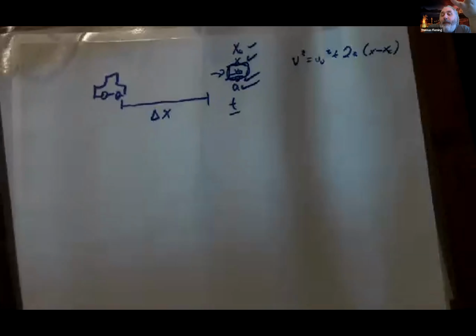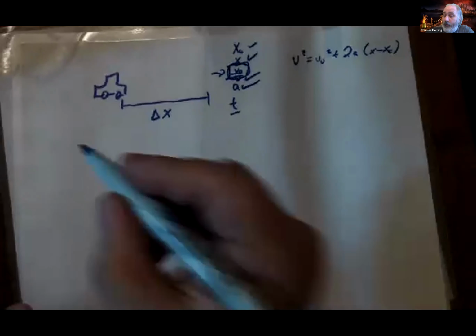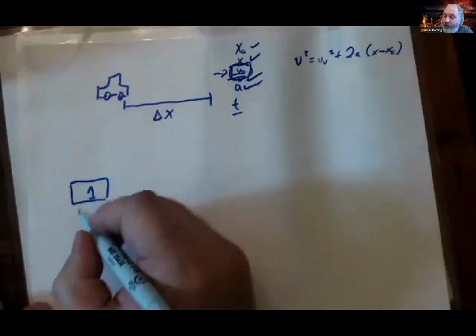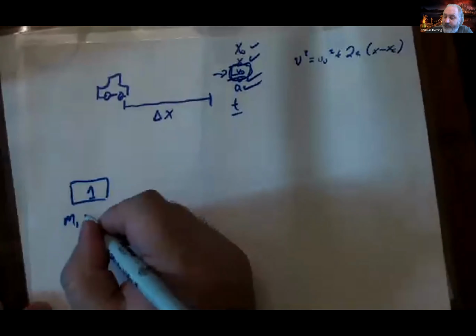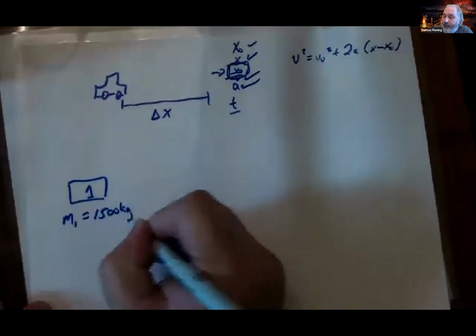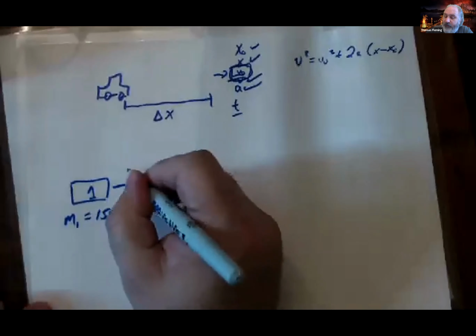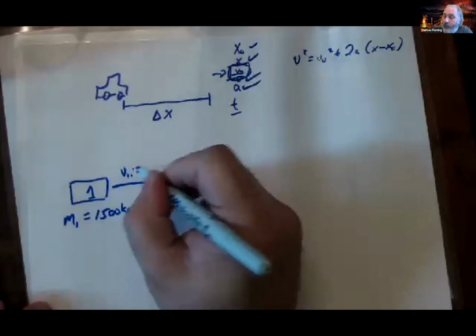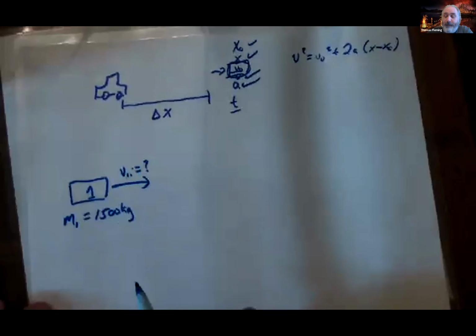And I want to apply that basic idea. So let's imagine that there's been a wreck at an intersection between two cars. And what's happened is here's car one, and car one, let's say, is pretty heavy. It's 1,500 kilograms, and it's traveling in a four-way intersection. It's traveling with an unknown speed to the right.